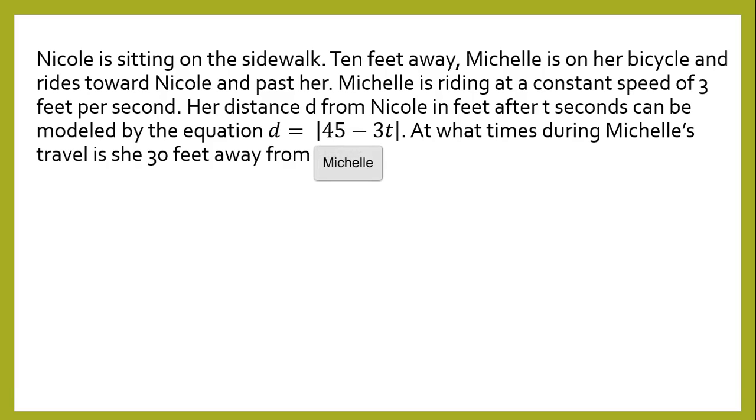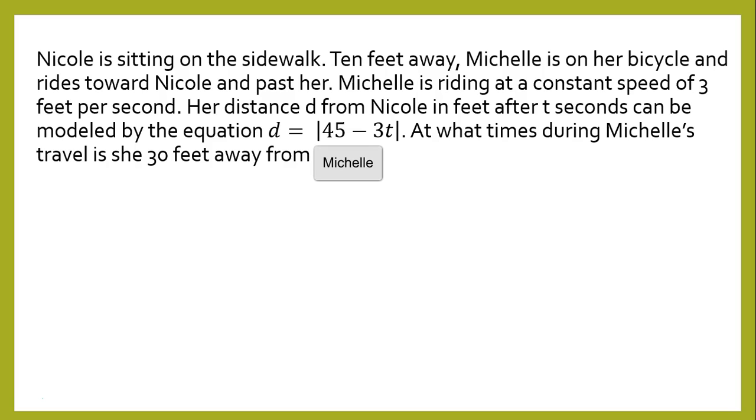So let's look at this third problem here. So we have Nicole. She's sitting on a sidewalk. 10 feet away from her, Michelle is on her bicycle and riding towards Nicole and past her. Michelle is riding at a constant speed of 3 feet per second. Her distance, d, from Nicole in feet after t seconds can be modeled by the equation d equals the absolute value of 45 minus 3t. At what times during Michelle's travel is she 30 feet away from Nicole?